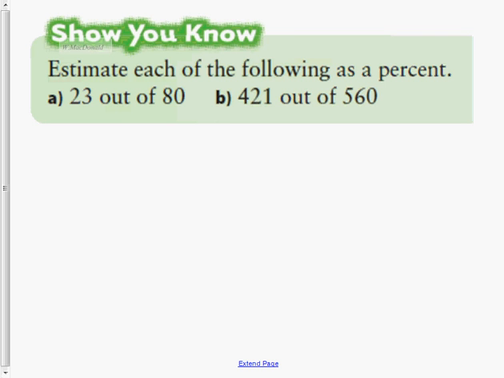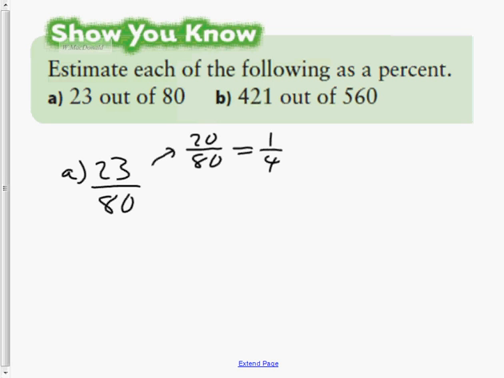This is the third show in MathLinks 7, 4.2, and it deals with estimating fractions as percentages. So if we look at A, we've already talked about this in the first show, but if we think about 23 out of 80, I have to make it into a fraction that I know what the percent would be. In this particular case, I know that 20 out of 80 would be a quarter. So therefore, my estimation for this fraction is that it's close to a quarter, which would mean it's close to 25% as an estimation. I'm going to just say that it's probably pretty close to 25%.